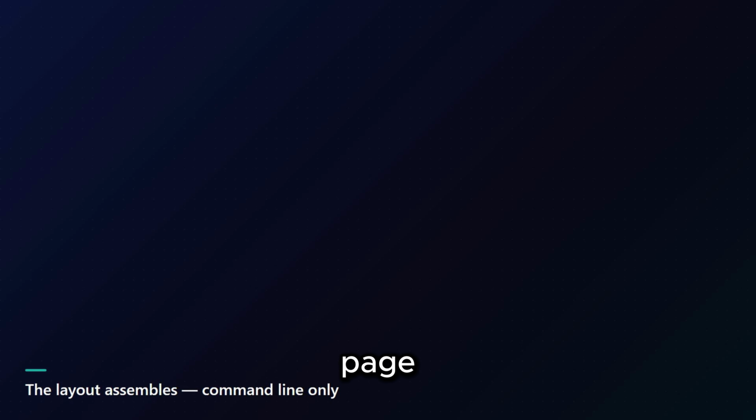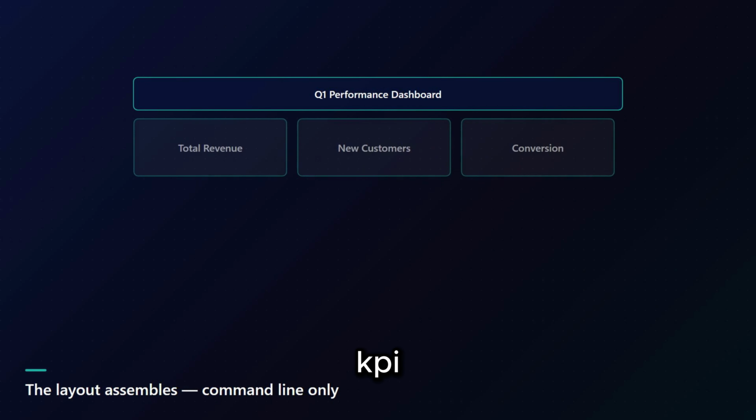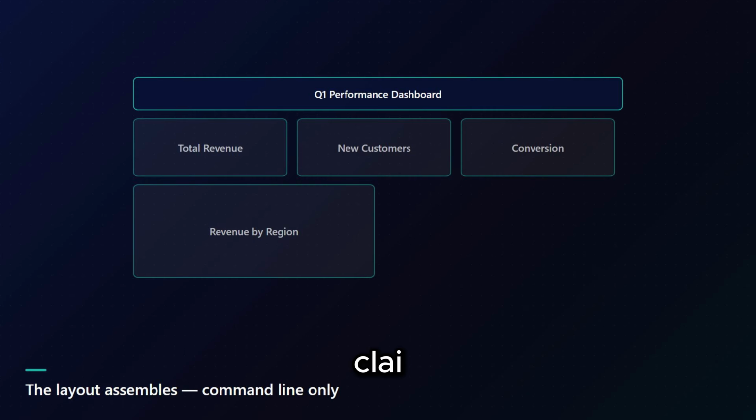Now the report page, 1280 by 720 pixels. 3 KPI cards across the top in a clean grid. Each card binds to one measure via pbi-cli flags.